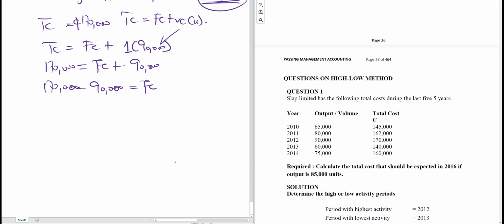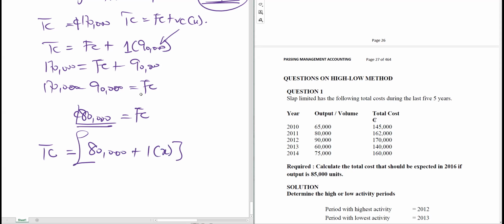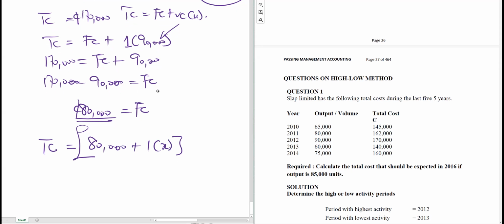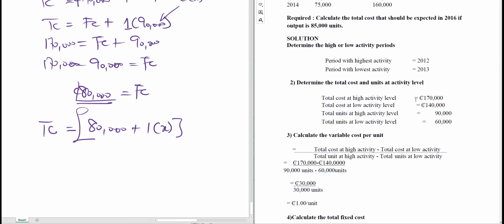It's 80,000. So what's our total cost equation? That means total cost equals 80,000 plus what? Plus 1x, or plus x. Are we okay?